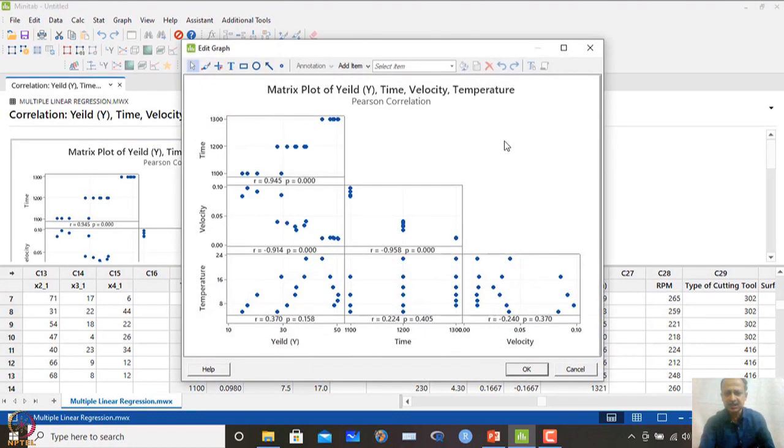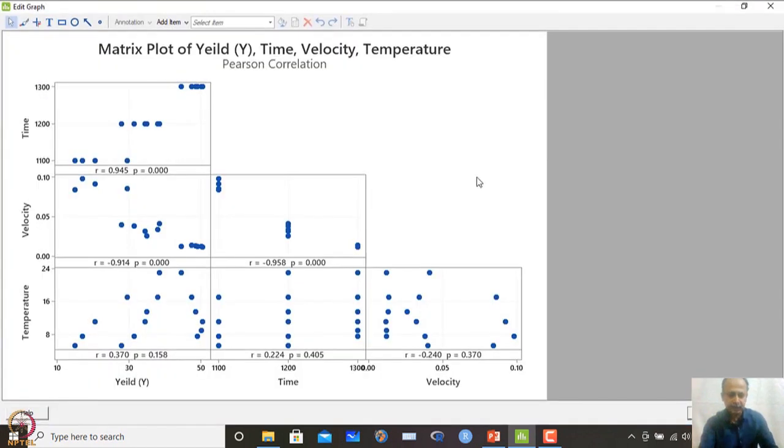If you click OK, this is the diagram that I have shown in the PPT slides. This shows the relationship between yield and the other variables. Yield is highly related with time, the p value is near 0, and velocity is also highly related with yield over here, but temperature does not seem to be significantly influencing it.